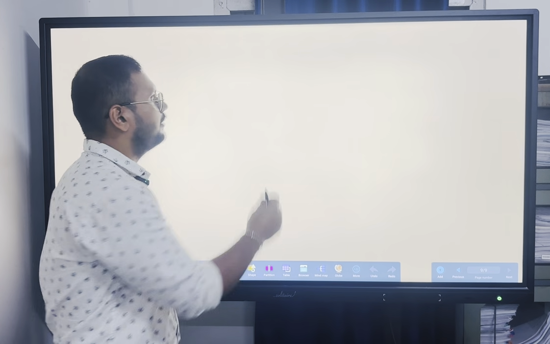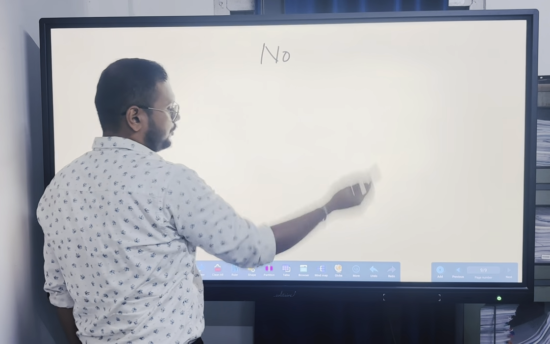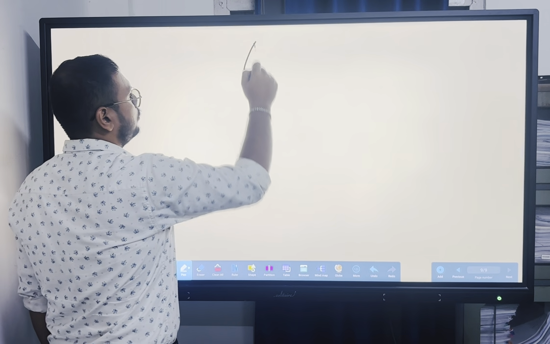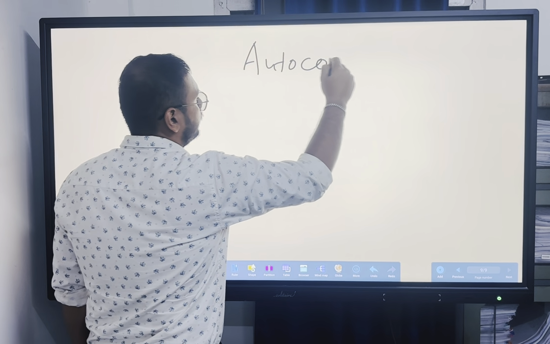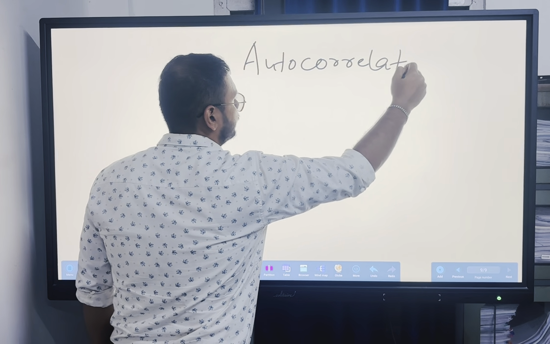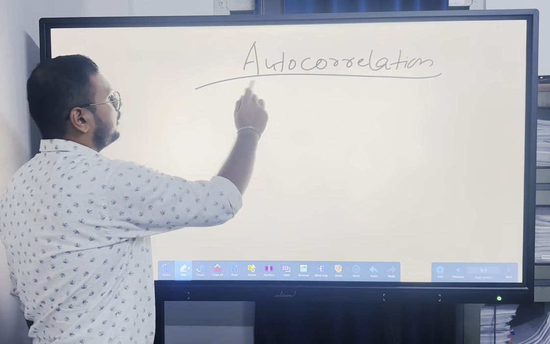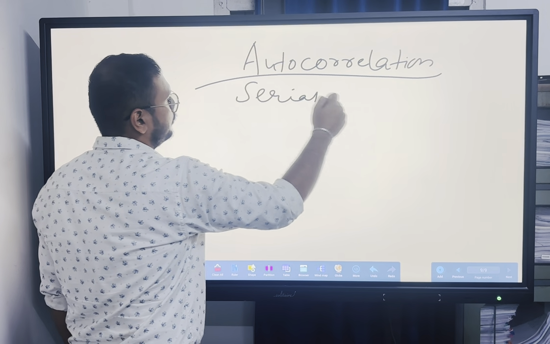Now finally we have the assumption, or you can say the violation, which we call autocorrelation. Autocorrelation, or we also give it another name, serial correlation.